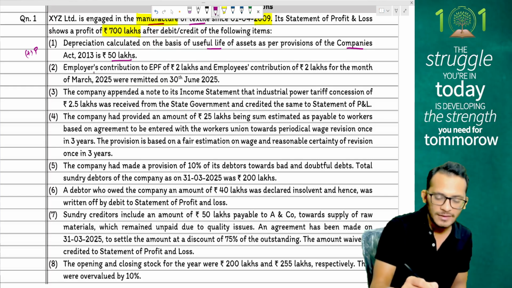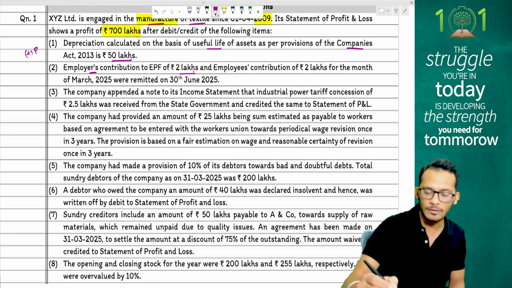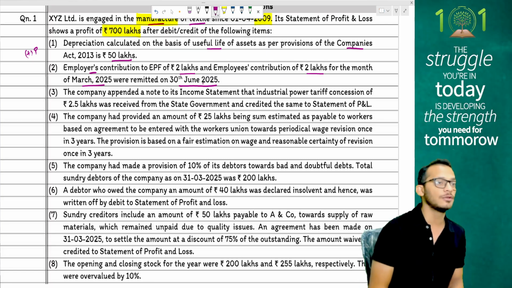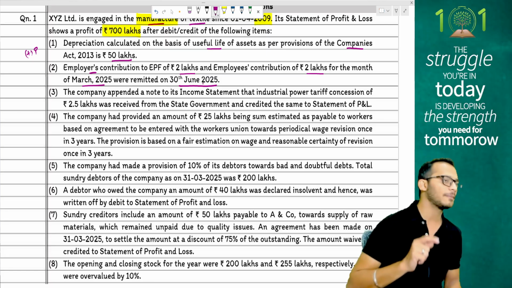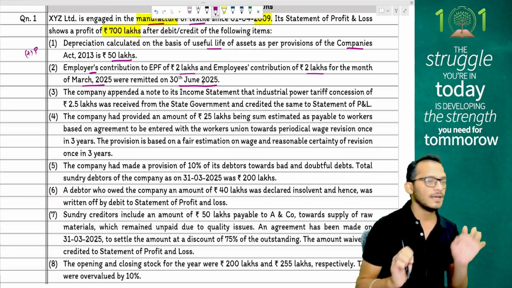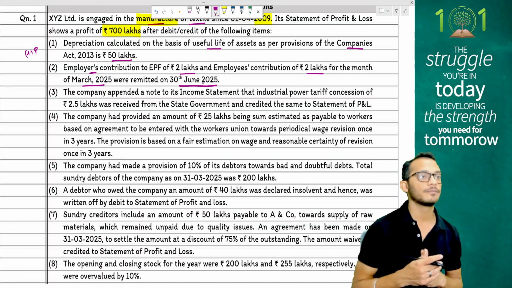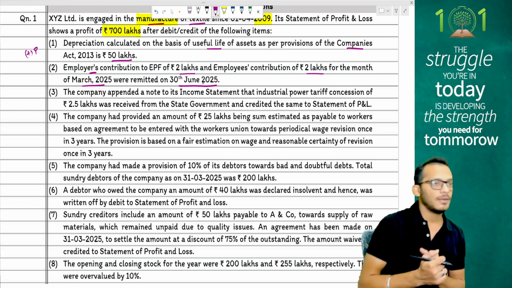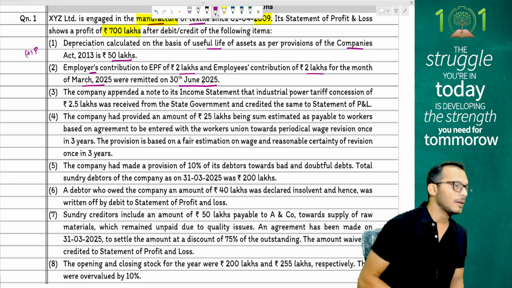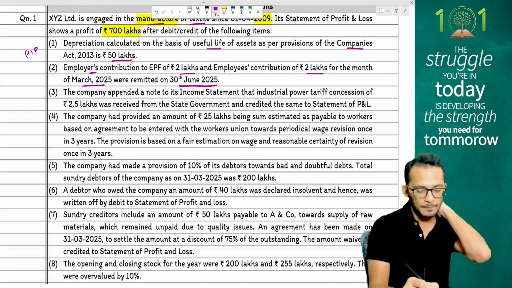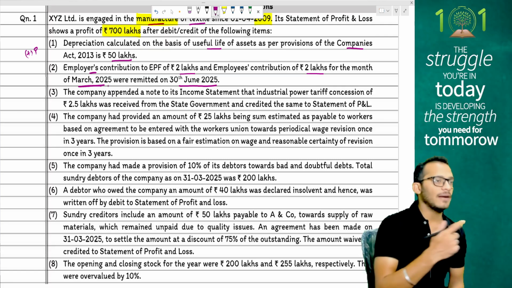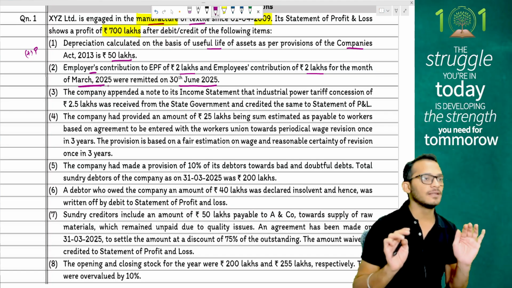Then the employer's contribution to EPF of 2 lakh rupees and the employees' contribution of 2 lakhs for the month of March were remitted on 30th June 2025. The PGBP chapter says when it comes to PF, two contributions are there: employers and employees. The employer's contribution should be paid on or before the ROI due date, and the employees' contribution should be paid on or before the PF due date. Looking at the employer's contribution, it is of March and can be remitted by 31st October. I have remitted on 30th June, which means I have done everything properly.